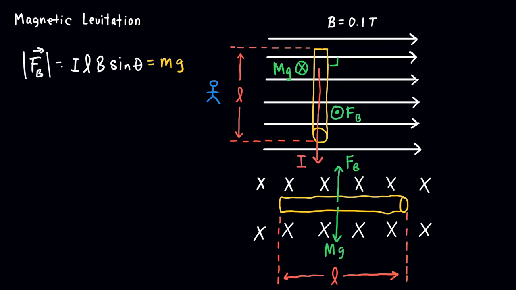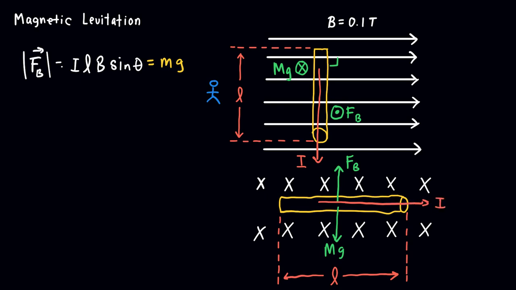In the bottom picture, what does that look like? I need my fingers to point to the right, which represents the current. My fingers need to curl toward the direction of the magnetic field, which is into the screen, and my thumb points upwards, right, which was the direction of the magnetic force that I drew in that bottom picture. And so in this picture, my current needs to be moving to the right.